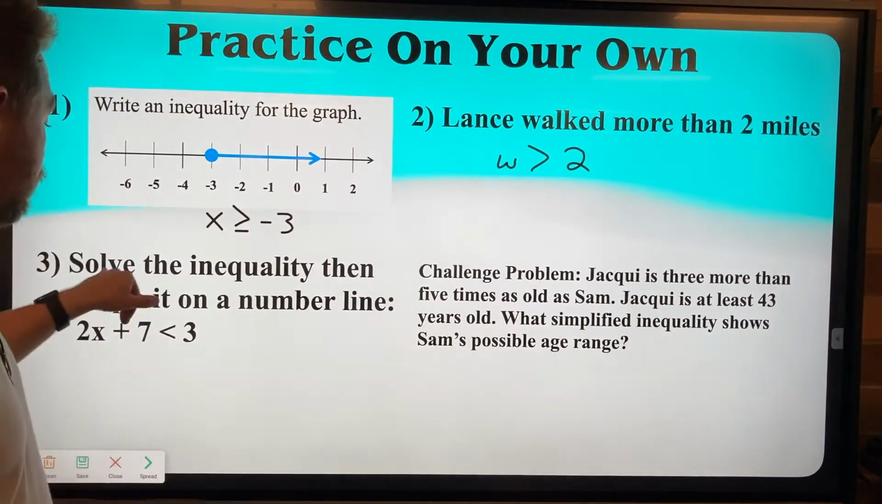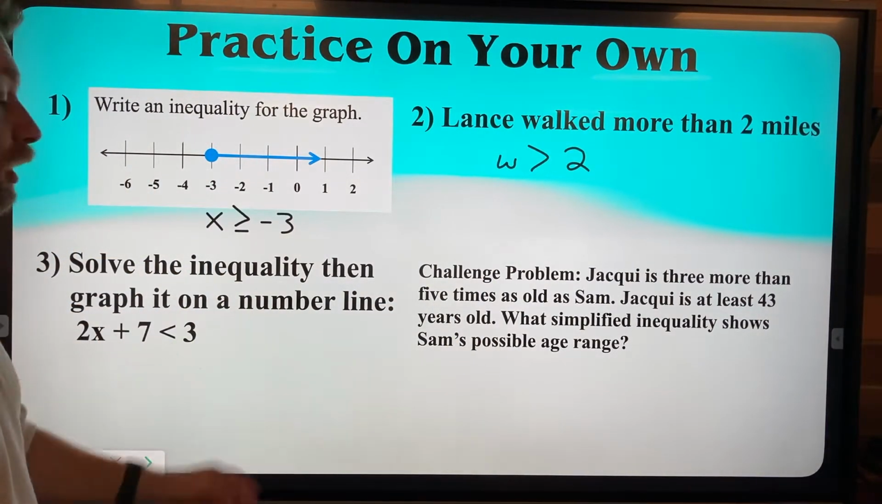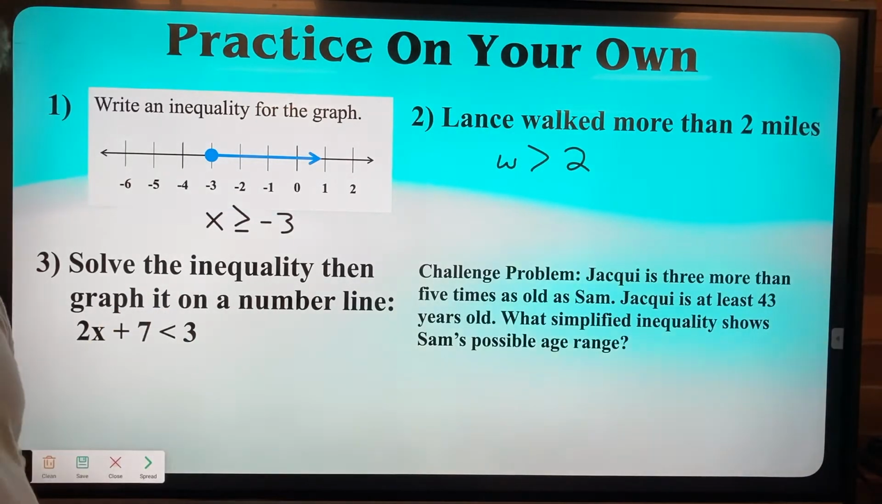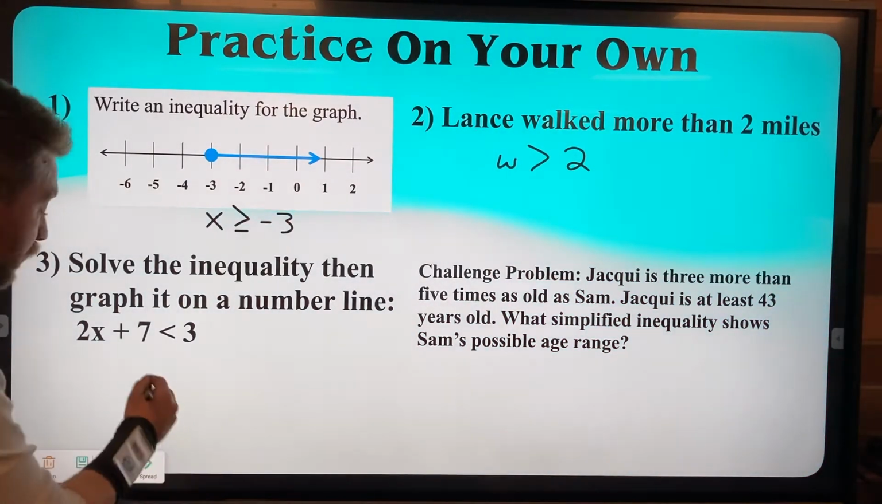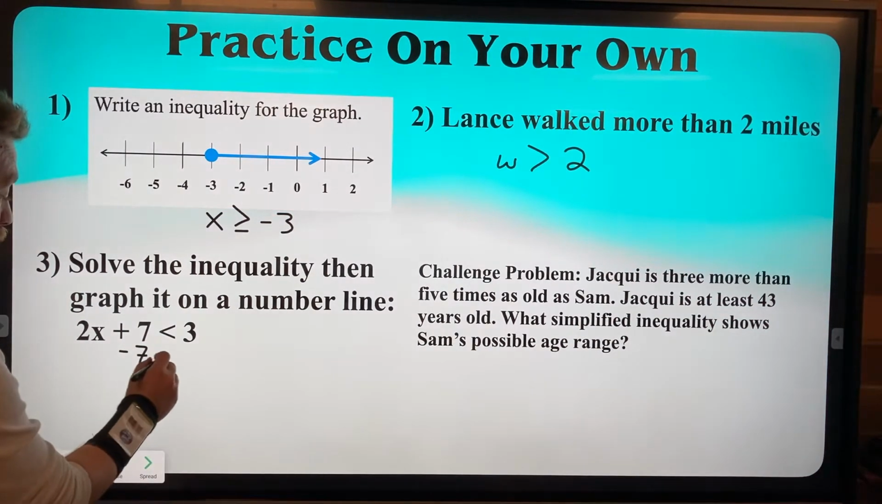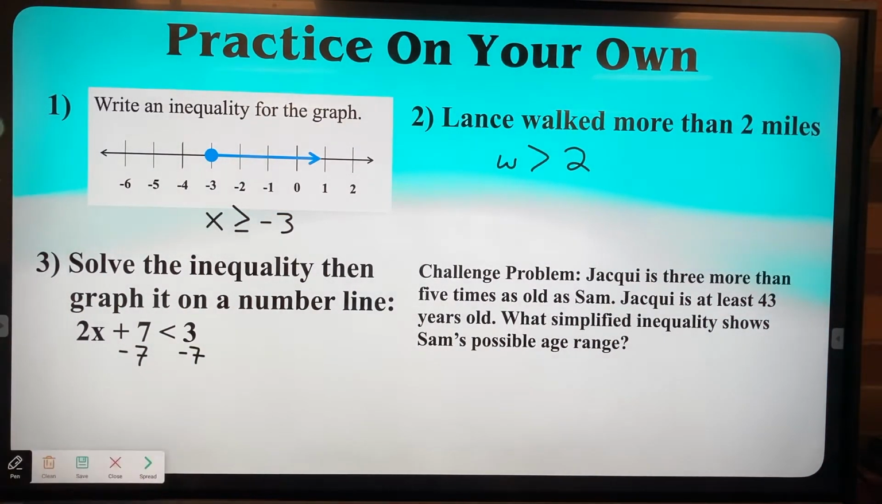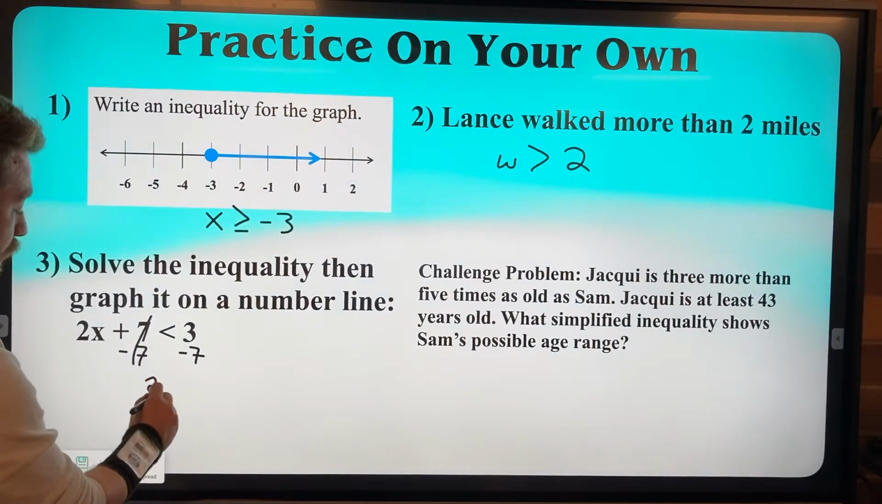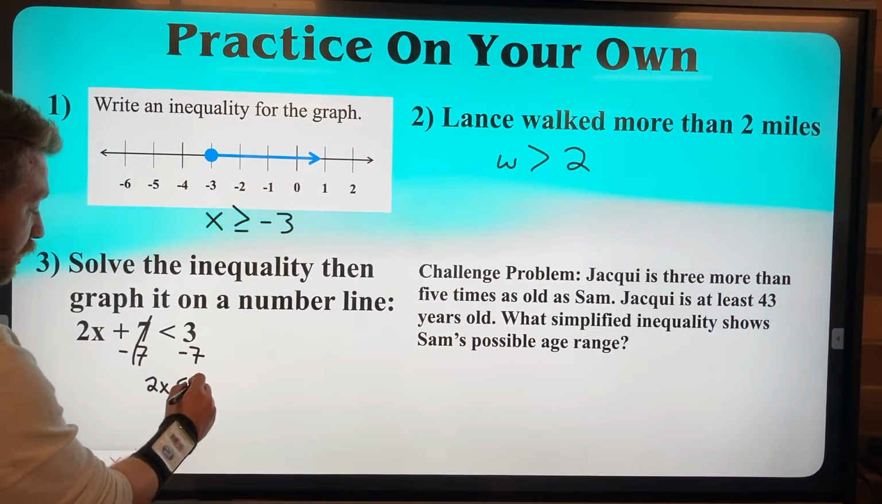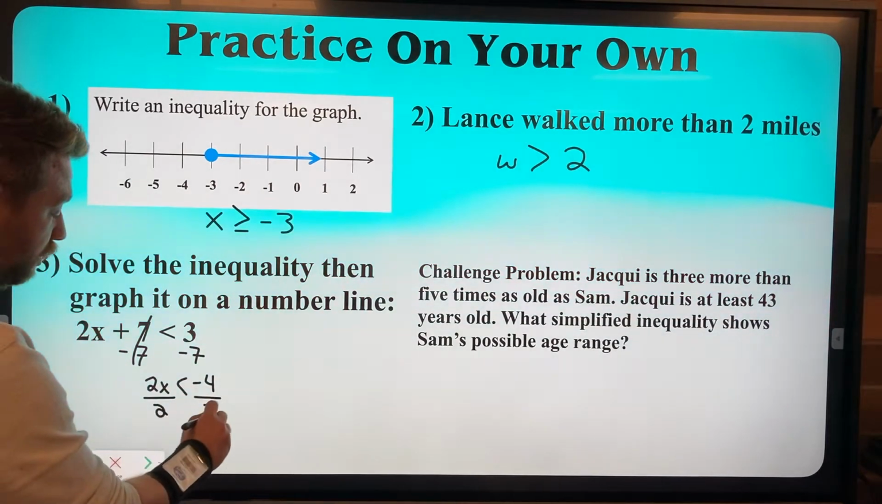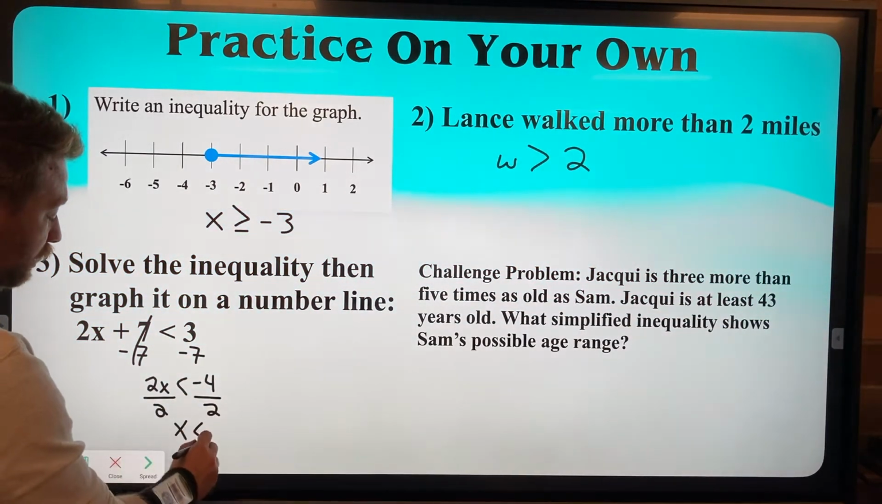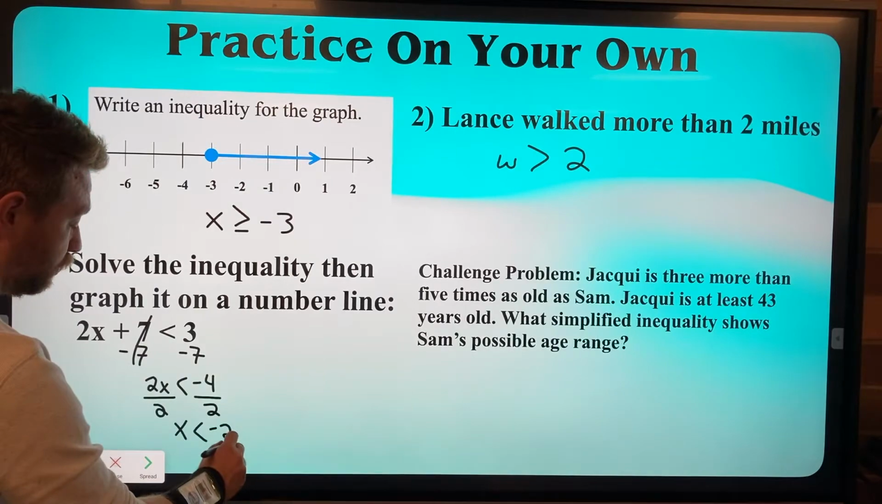For this one, it says solve the inequality, then graph it on a number line. So we got to solve that inequality first. So do it just like we've been. We're going to take care of that 7 by moving it to the other side. Those cancel out. We get 2x is less than -4. And our last step is to divide. And we get x is less than -2.